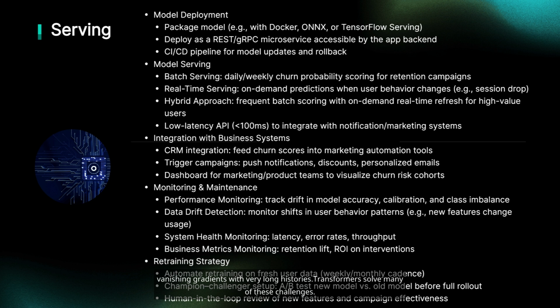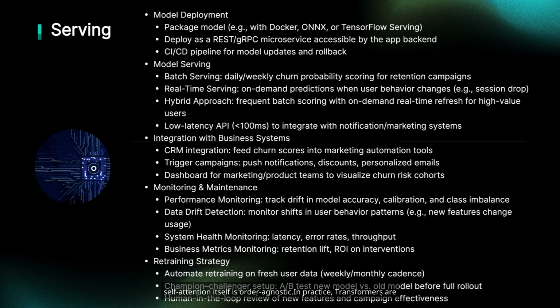Transformers solve many of these challenges. Instead of passing information step by step, transformers use self-attention, which lets every event in the sequence attend to each other. For churn, this means the model can relate a user's first week of activity to their most recent week, even across hundreds of events. Positional encodings ensure that sequence order is preserved, since self-attention itself is order agnostic.